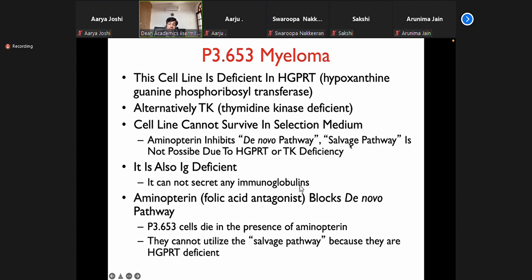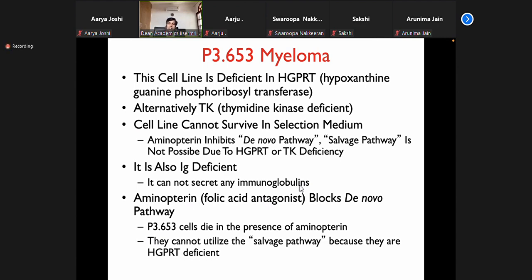And the salvage pathway is not possible in these cells because they are deficient in these two enzymes. So essentially, this is going to get rid of all the cancerous cells, except for only the fused product. Because when this cancer cell is fused with a primary cell, it can be selected in this medium, because this enzyme is coming from your primary cells, B cells or T cells, right?